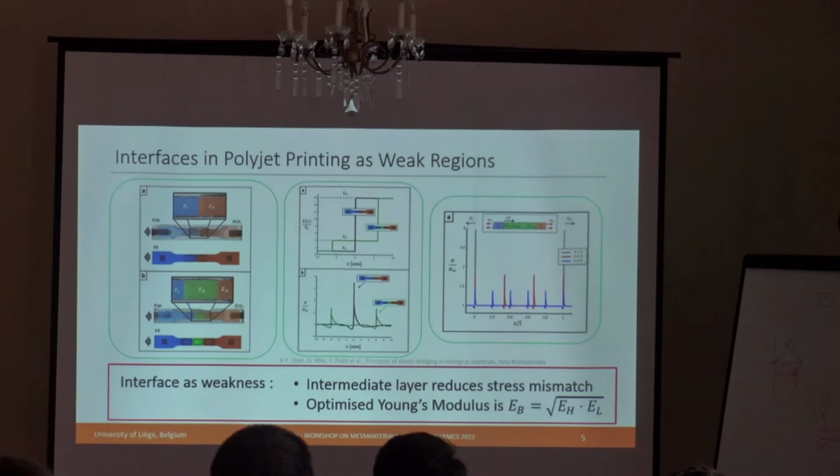specific Young's modulus that follows this small equation. It's basically the square root of the product of the two Young's moduli of the two materials. They showed that if you increase the number of layers following this rule, then you will have an even distribution and reduction in stress concentration. We thought this might be interesting because, of course, we want to improve the performance of the bimaterial interface.